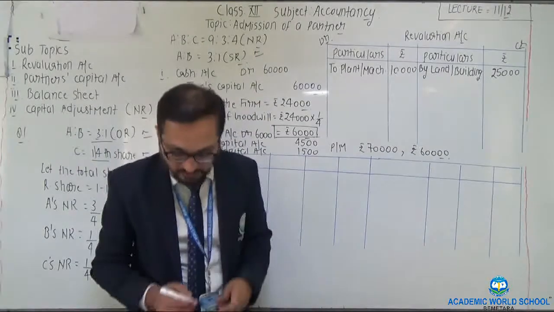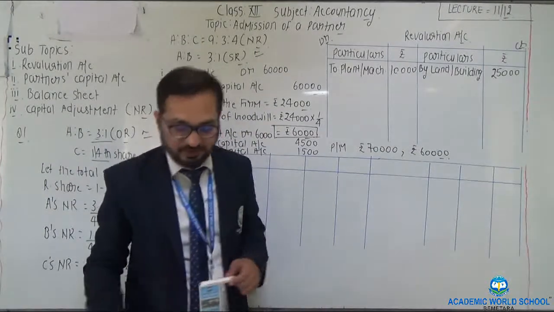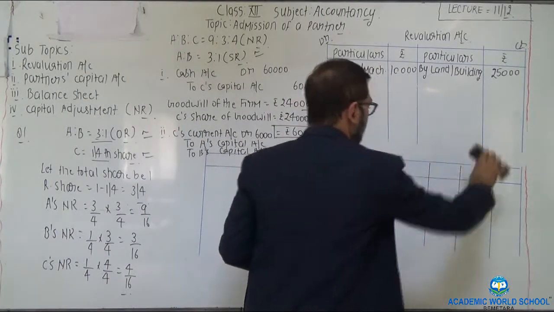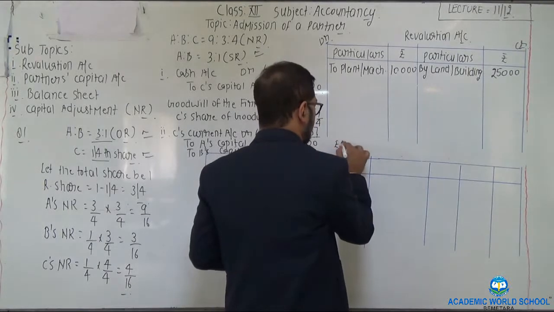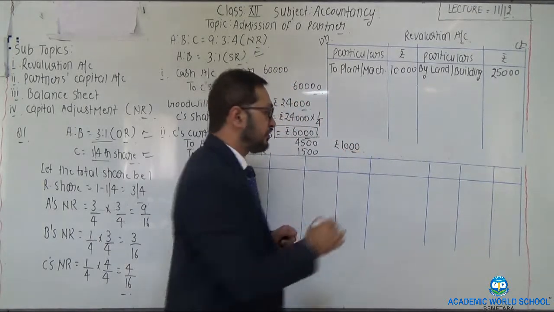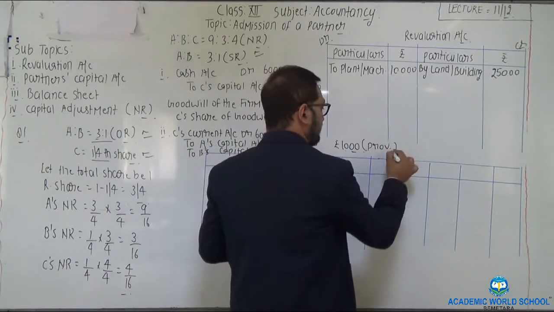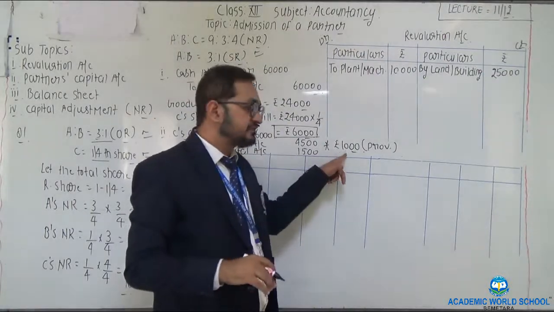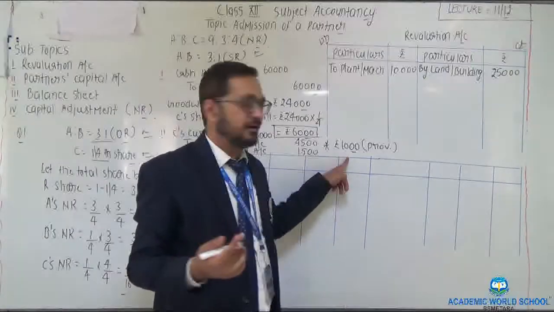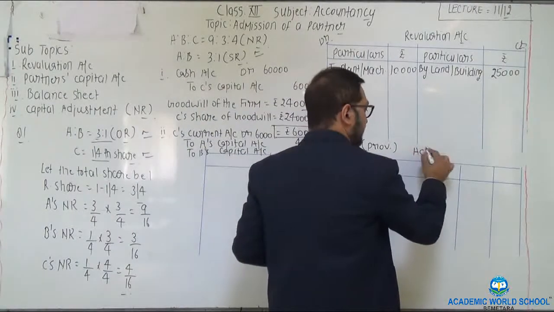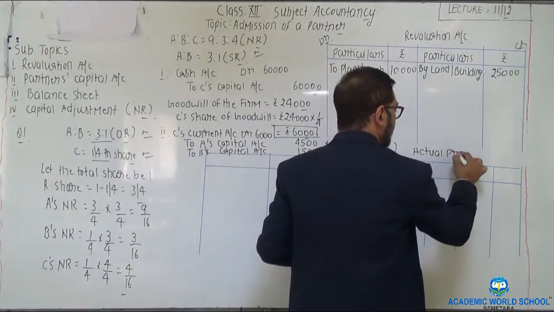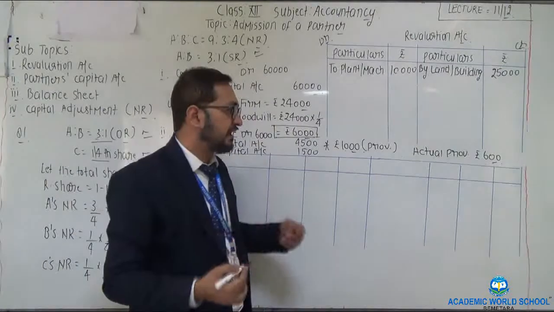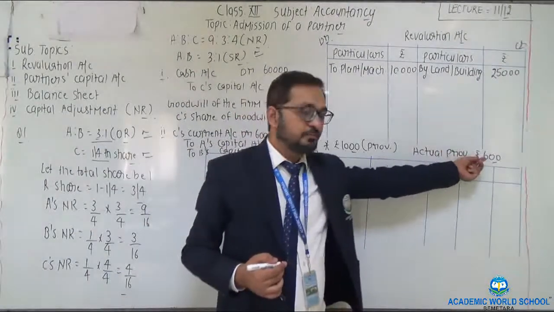After that, provision for doubtful debt was found in excess by 400. The value of provision in this question is given as rupees 1,000. It is being found that this value was in excess by 400, which means that the actual provision to be made against debtors would be rupees 600.